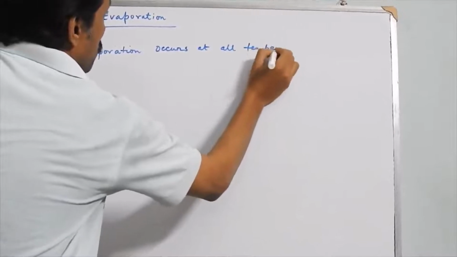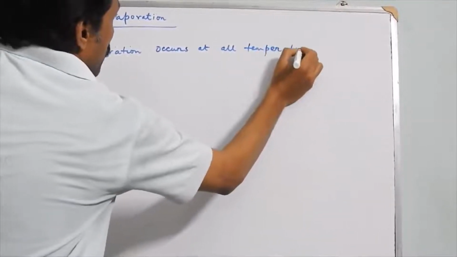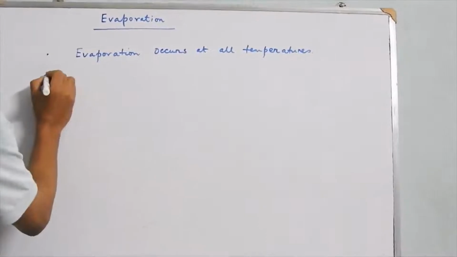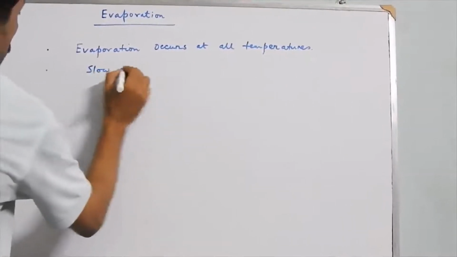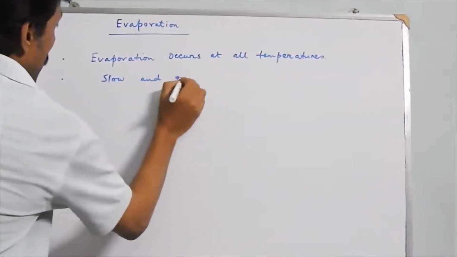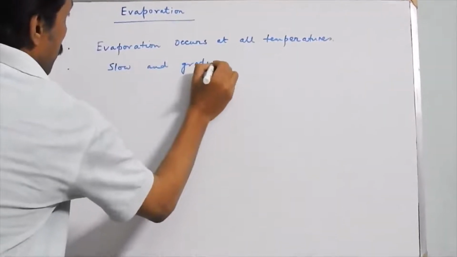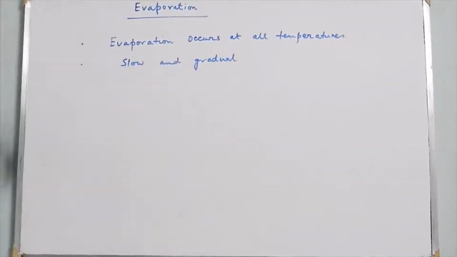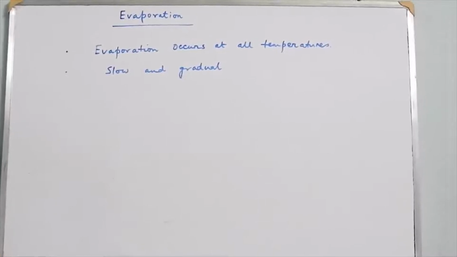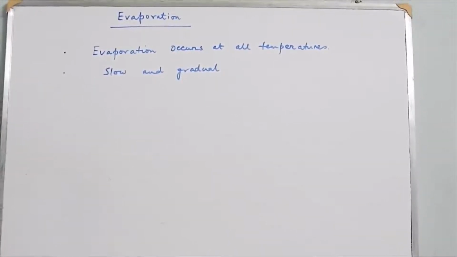It is a very slow process. Evaporation is a very slow and gradual process, unlike boiling, which is a very fast and very random process. It is fast and violent, but evaporation is slow and gradual.